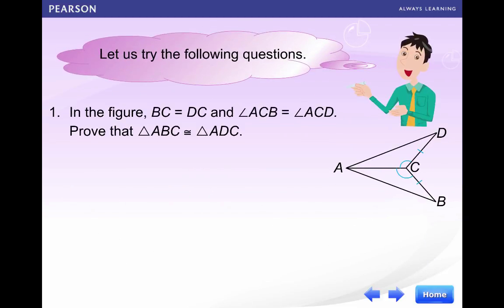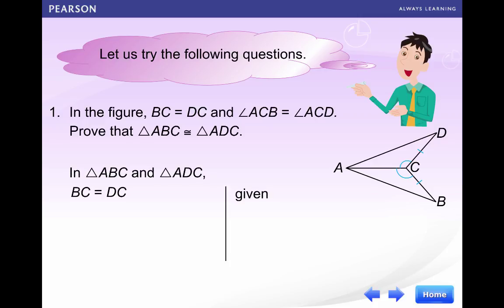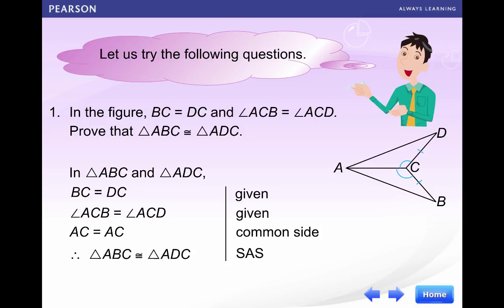So look at this example. In this figure, BC equals DC, and we know that angle ACB equals angle ACD. So we want to prove that these two triangles are congruent. In these two triangles, BC equals DC, this is given. These two angles are equal, which is given. And this line AC equals AC, it is a common side. So therefore, these two triangles are congruent. The reason is SAS.